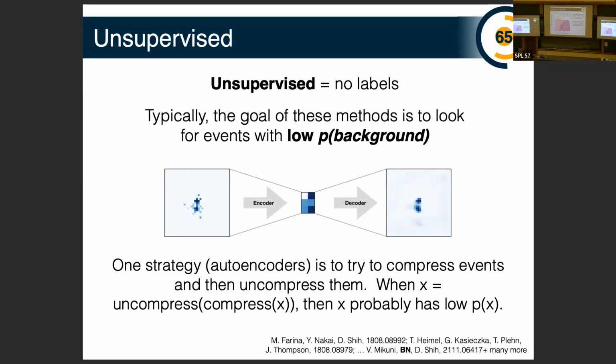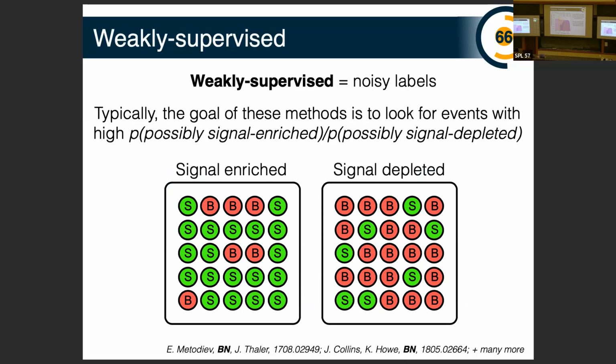Okay. So then there's weakly supervised. And here you have labels for every example, but they're noisy. Okay, so what does that mean? In practice, it means you have two data sets, one that's signal enriched and one that's signal depleted. I don't actually know for any individual example if it's signal or background, but I know that one of my data sets has more signal, if the signal exists.